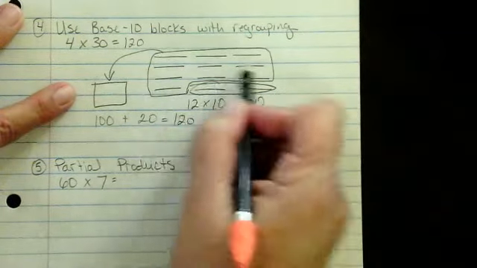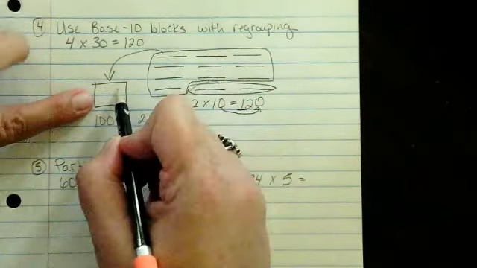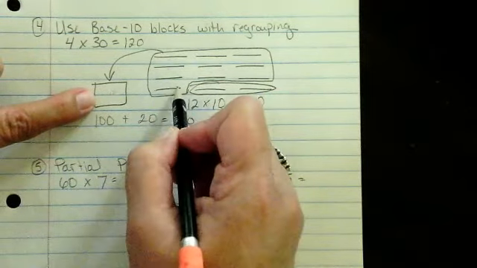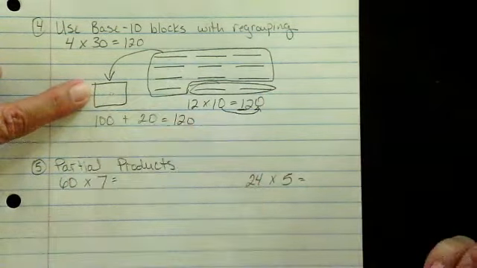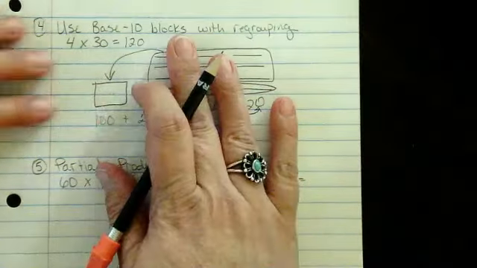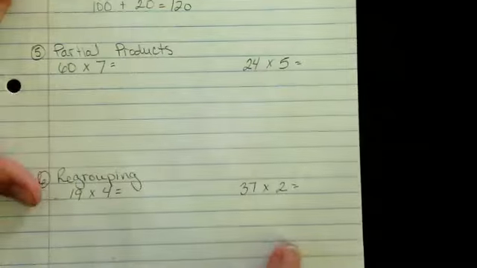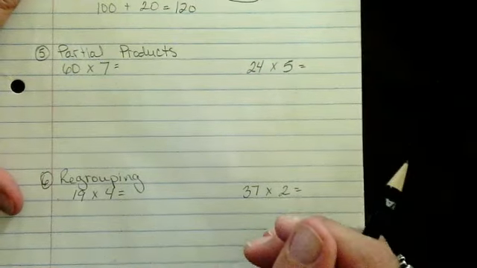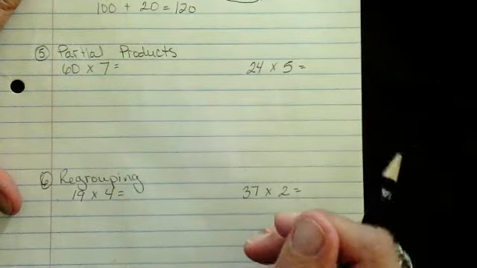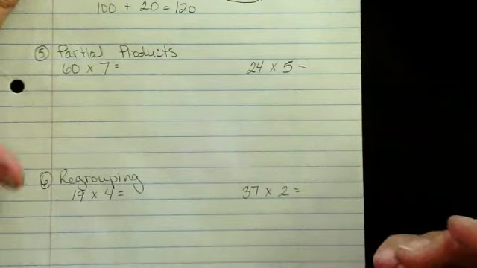So I regrouped 10 of my 10 longs into 100 because 10 tens equals 100. So this is a strategy you can use, base 10 blocks with regrouping. Next up, we have partial products. Partial products is another favorite of mine. I truly enjoy this one.